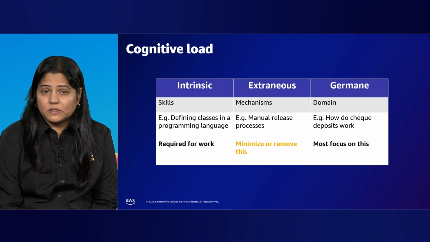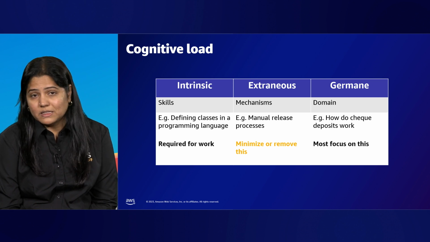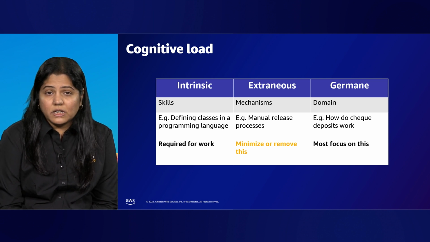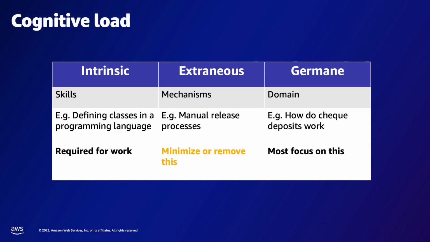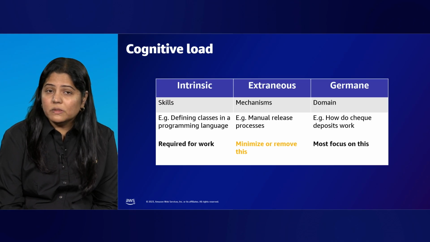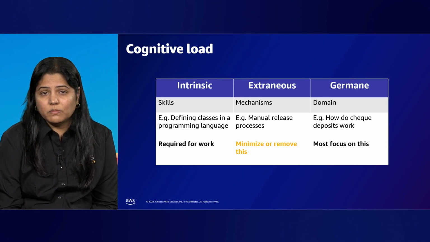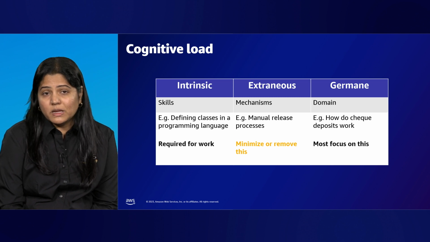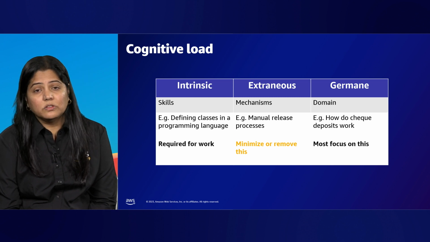Extraneous are the distractions, the activities we want to minimize. This can be undifferentiated heavy lifting tasks like manual release processes that bring down productivity. Germane is the knowledge of the domain. We need the team to have most focus on this. When the microservice is at an optimal size and can be reasoned with by the team, this will help them focus on the domain-specific requirements and increase productivity.